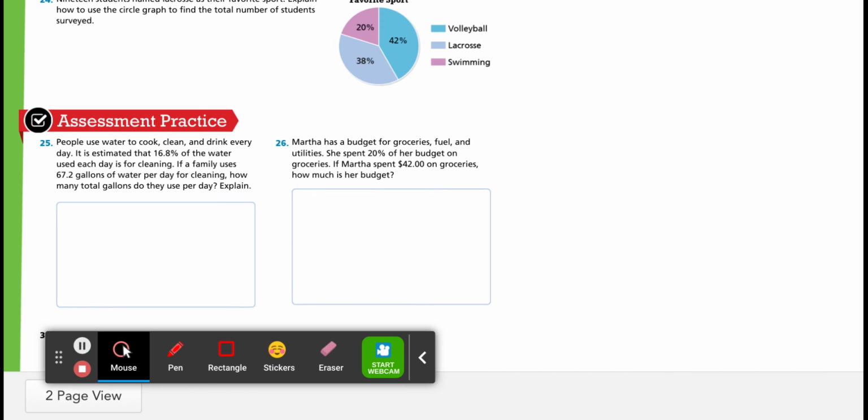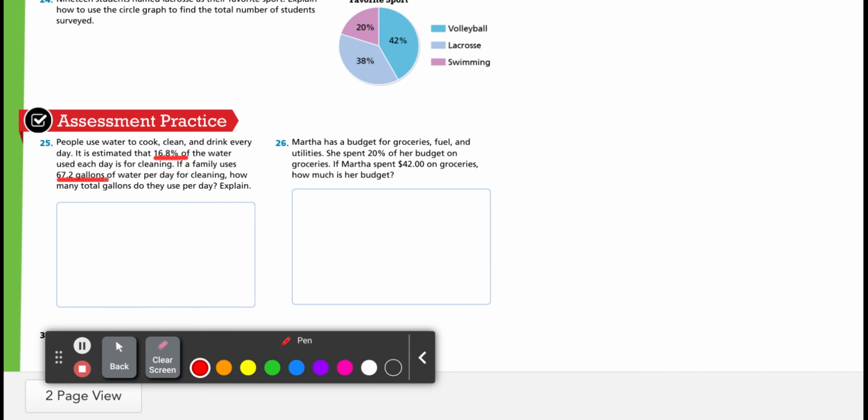Last question, let's look at number 25. It says people use water to cook, clean, and drink every day. It is estimated that 16.8% of the water used each day is for cleaning. If a family uses 67.2 gallons of water per day for cleaning, how many total gallons do they use per day?